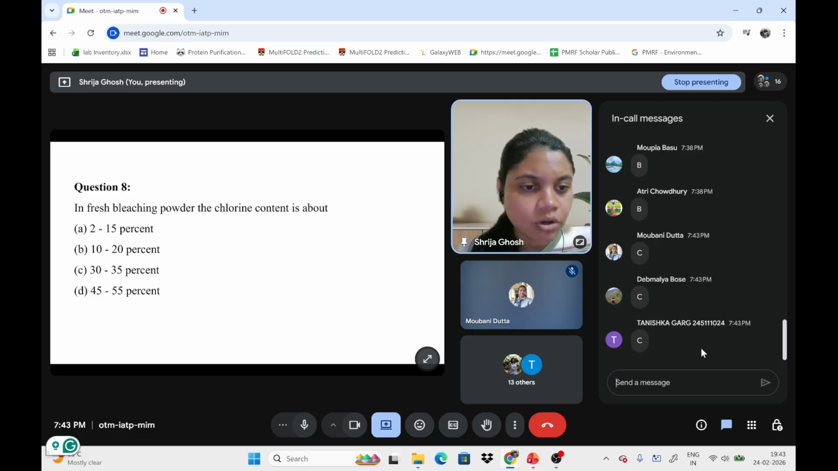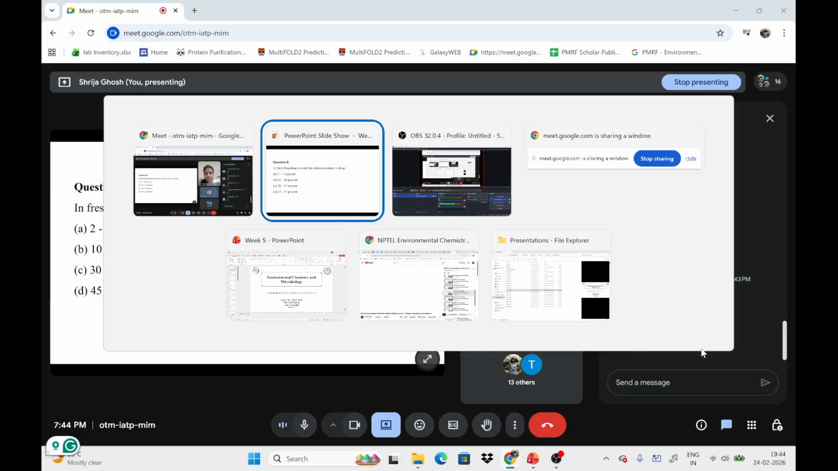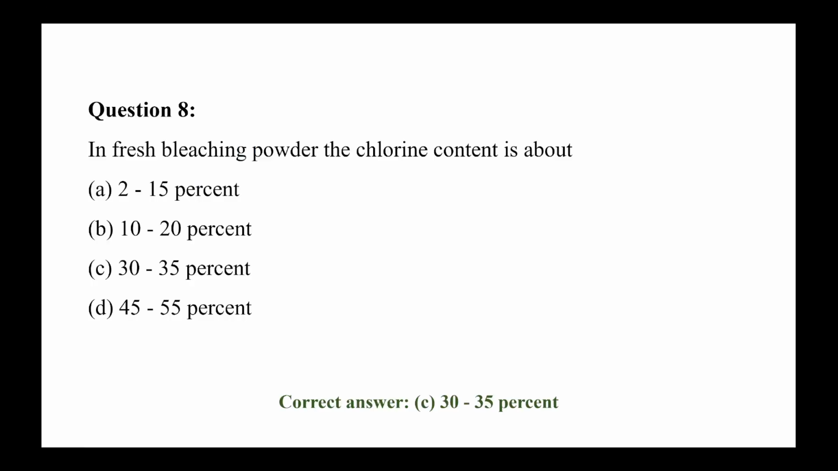Okay, I see option C given by 3 people. What about others? All of you write your answers in the chat box. What is the chlorine content in fresh bleaching powder? Okay, 4 answers are there. All of them are option C. Let's see. The correct answer is option C, 30 to 35%.